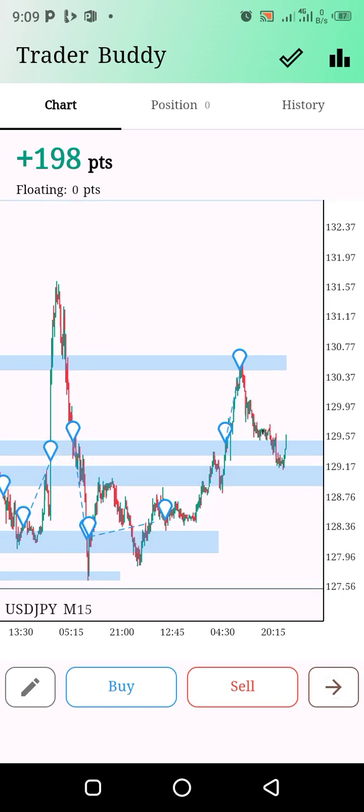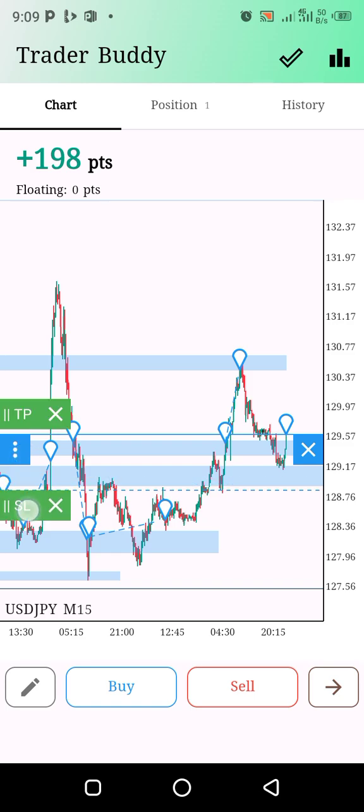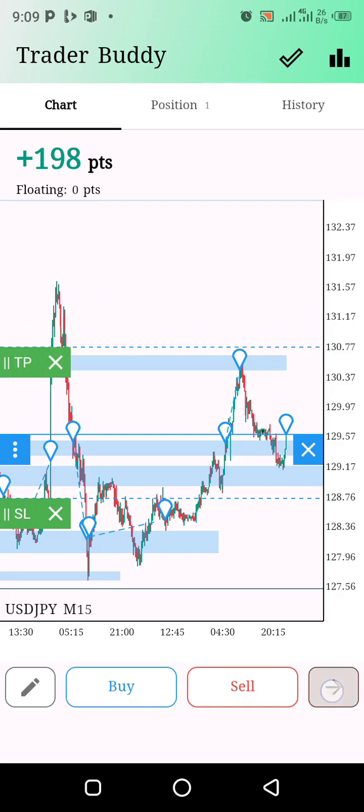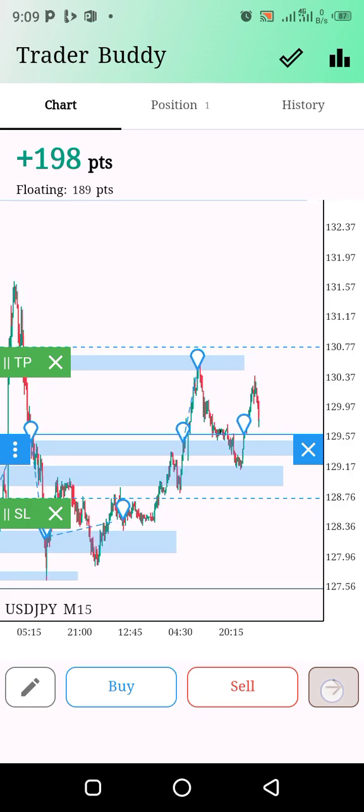So here we have a structure shift. Because of that, I will be taking my buys, but this is a risky trade, so I'll just put my stop loss just beneath this area here. My take profit is going to be at around this level here. Shall just wait and see what market gives us.